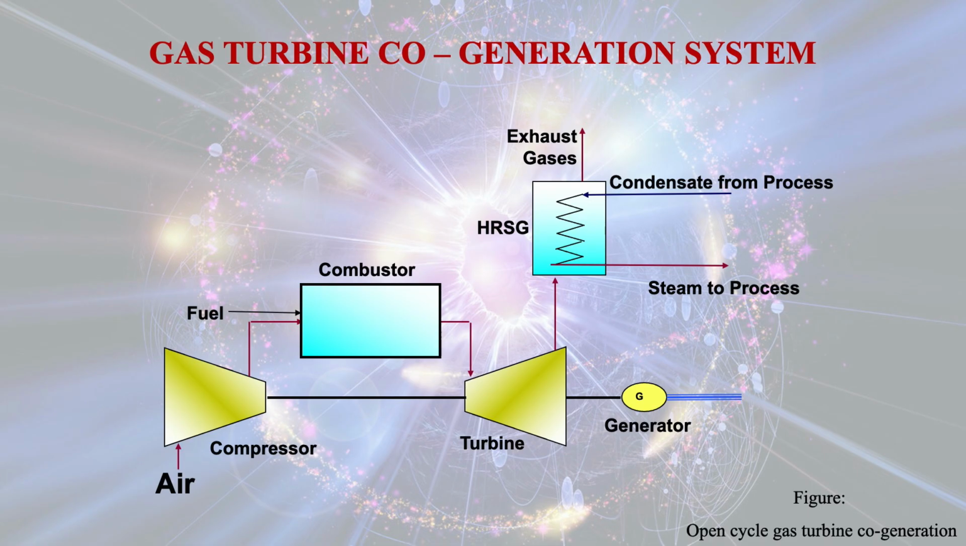Now the hot gases coming out from the turbine are used for heating purposes in the process heater, and after the heat is given out to the process heater, the gas leaves the process heater as an exhaust gas. Obviously that temperature will be much less than the hot gases coming out from the turbine. So this is known as open cycle gas turbine cogeneration.